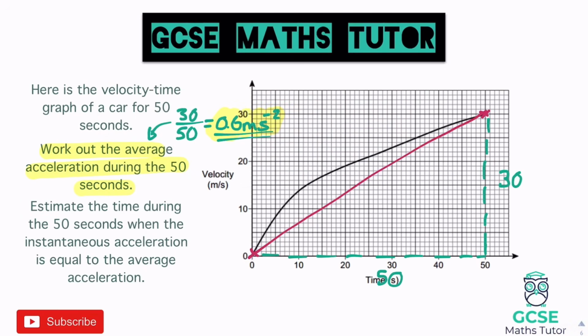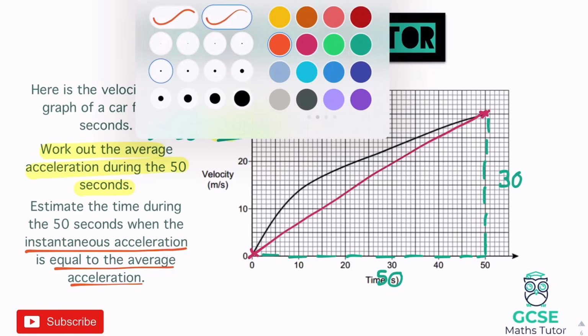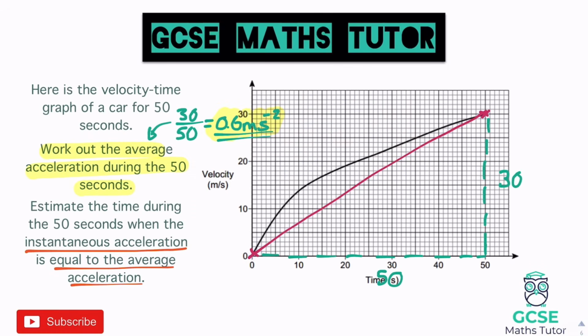It says estimate the time during the 50 seconds when the instantaneous acceleration is equal to the average acceleration. So we've already got the average acceleration, it's 0.6. The instantaneous acceleration is at a specific instant or specific moment in time. So what we're looking at is where on this graph the gradient of the tangent that we could draw in is going to be equal to that line that I've just drawn in there. It's going to benefit me drawing that line in, because all I'd really need to do is get my ruler and see where my ruler would be pointing in the same direction as this line.